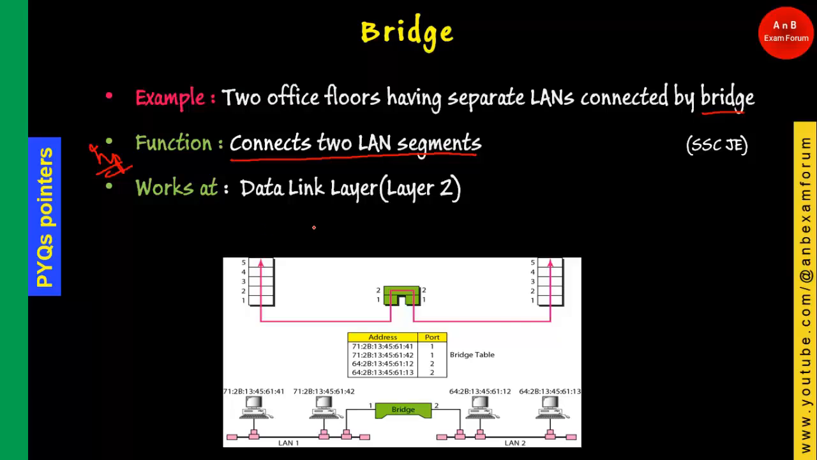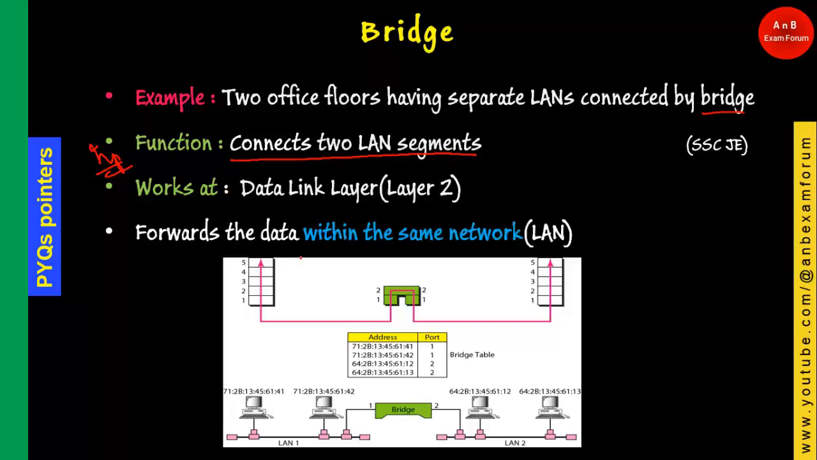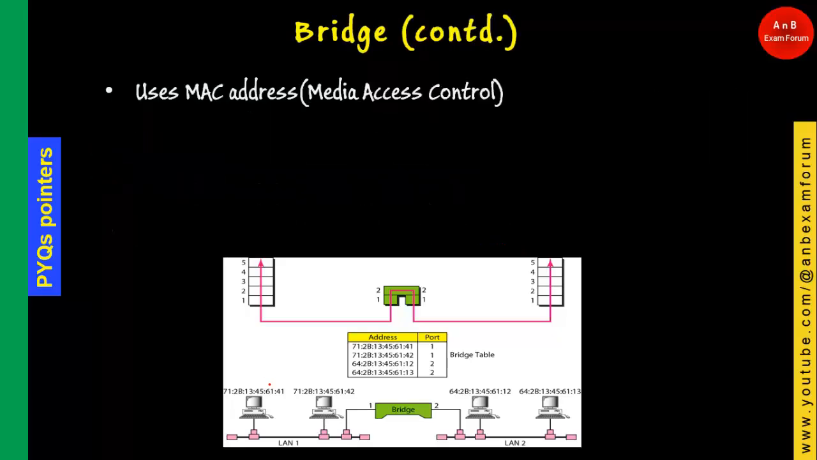and it works at the data link layer, not at the physical layer. The main pointer is that it is going to forward the data within the network. So this network which was made, it is going to forward in the same network. It cannot send outside to the internet. And since it works at the data link layer, it is going to use MAC address. What is MAC? MAC is media access control.